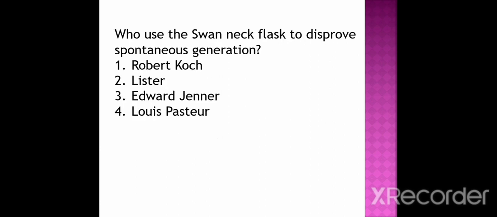The next question, who used the swan neck flask to disprove spontaneous generation? The first option is Robert Koch, second option is Lister, third option is Edward Jenner, and the fourth option is Louis Pasteur. And the correct answer is Louis Pasteur. We have already discussed the contribution of Louis Pasteur to disprove spontaneous generation.